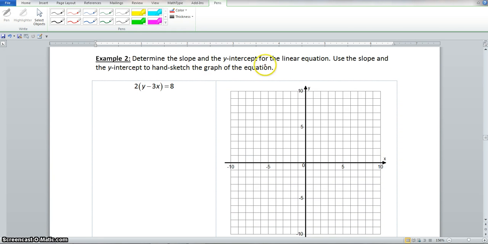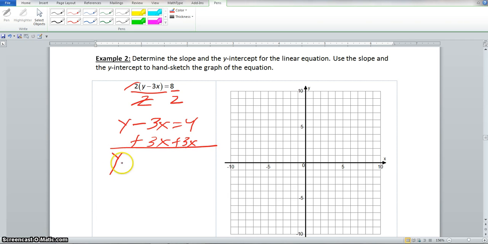Example 2, determine the slope and y-intercept for the linear equation. Use the slope and the y-intercept to hand sketch the graph of the equation. So the first thing we need to do is get y by itself. Now we have 2 times this parenthesis here equals 8. We could divide each side by 2. These 2's will simplify out, and we will have y minus 3x is equal to 4. Now we can add 3x on both sides, and we will have y equals 3x plus 4. Now we have this in slope-intercept form.